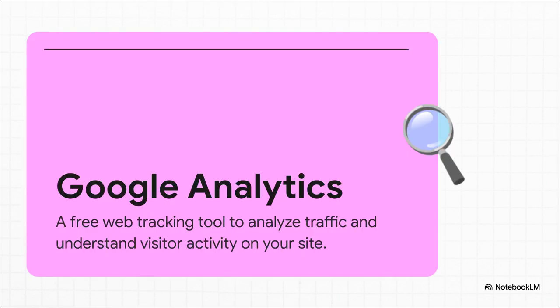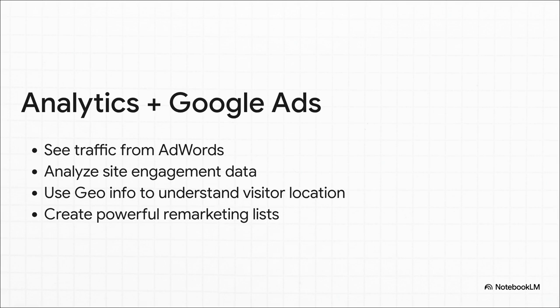But what about that crucial time after the click, but maybe before the conversion? For that, we turn to Google Analytics. This is your window into the entire user journey on your website. It gives you this incredibly rich picture of how visitors behave. But the real magic, and I mean magic, happens when you link Google Analytics with Google Ads. All of a sudden, you can see not just who clicked, but who stayed. You can analyze which campaigns bring in the most engaged visitors, and you can create these super powerful remarketing lists to re-engage people who left without converting.